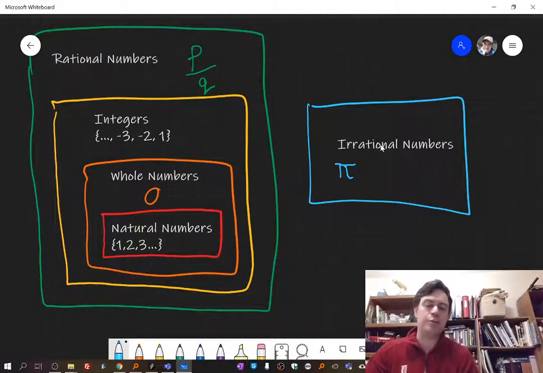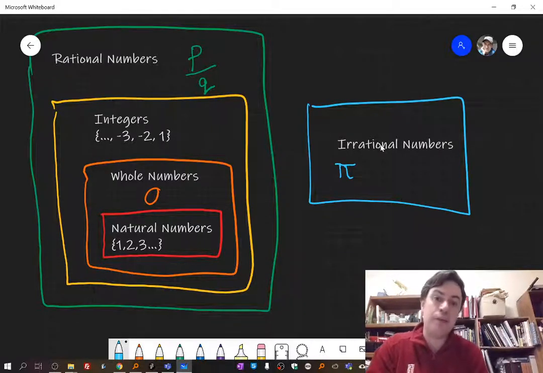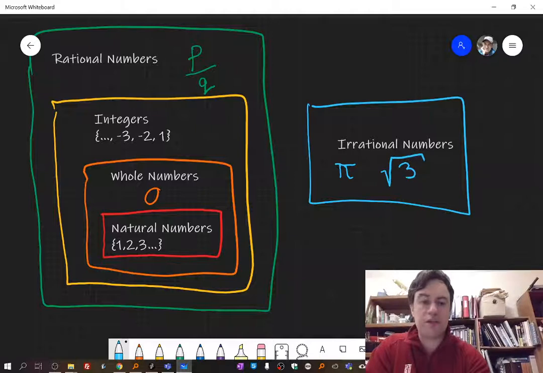Pi is that number with circles, usually involves circles, right? Technically, pi is the number of times you can take a diameter and wrap it around the circumference of its circle. So that number never repeats and it goes on forever, which is kind of crazy. You can also get that with square roots of numbers that aren't perfect squares. So for example, the square root of 3 produces an irrational number.